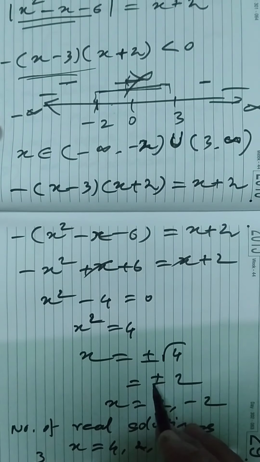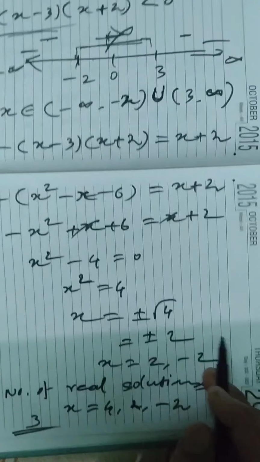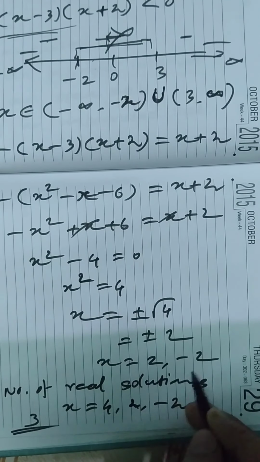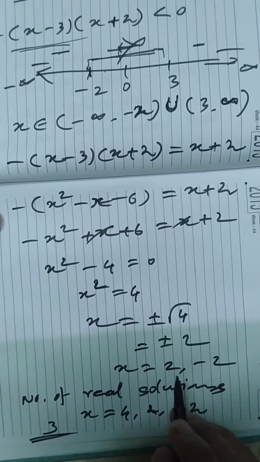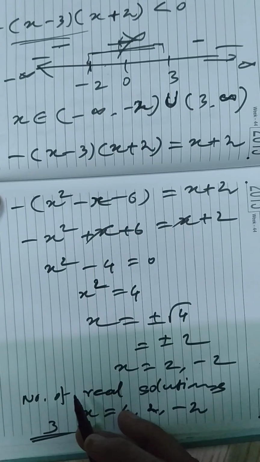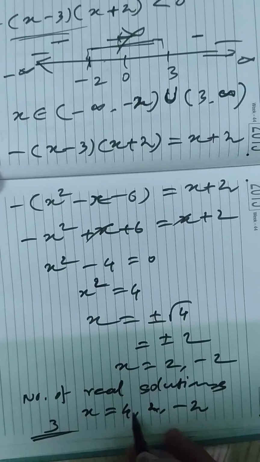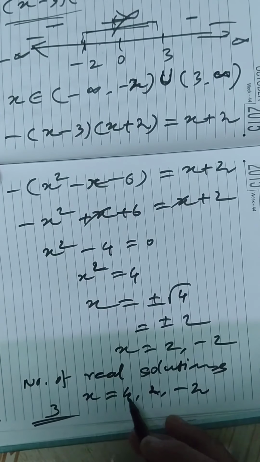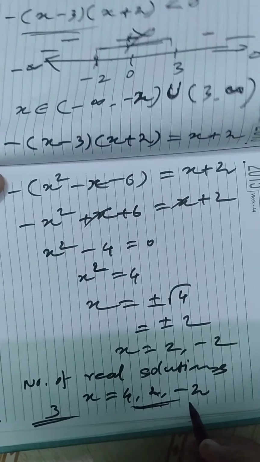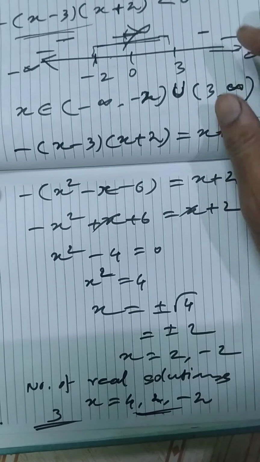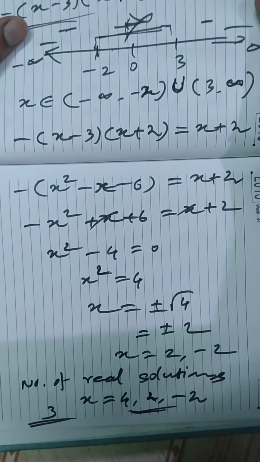x equal to plus or minus root 4, we know this is plus or minus 2, so 2 real solutions, நம்மளுக்கு 2 real solutions வருது, 2 and minus 2. Already from that part we are having the number of real solutions 4 and minus 2. Now 2, minus 2, so totally 4, 2, minus 2, 3 different real solutions, so number of real solutions is 3, so the option is 3.